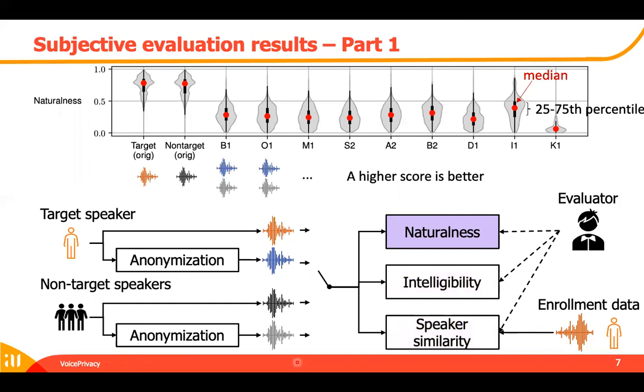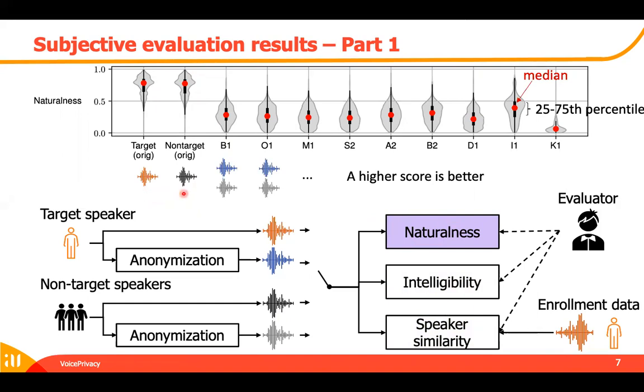Let's look at the evaluation results. Here I use the violin plot to show the naturalness scores. This violin plot is very similar to the box plot, but the shape of the violin can further show the score distribution. On the left-hand side, you can see the scores of the unanonymized speech from the target and non-target speakers.